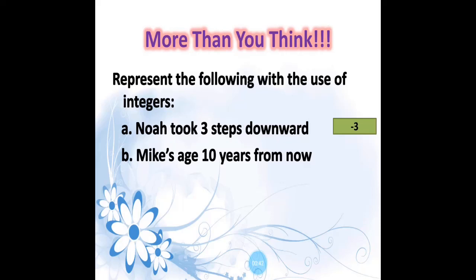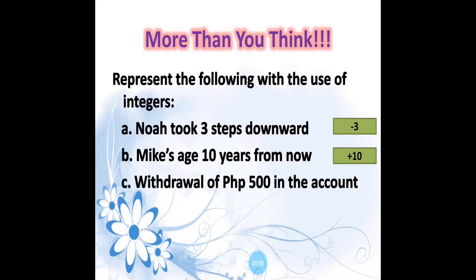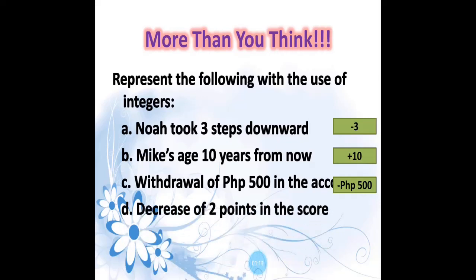Next, Mike's age 10 years from now. So how are we going to represent this? So that would be +10. Letter C, withdrawal of 500 in the account. So what will be the representation? The word there is withdrawal. So meaning that would be -500 pesos.